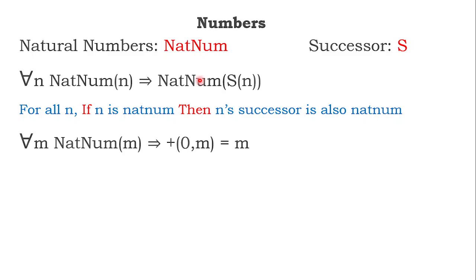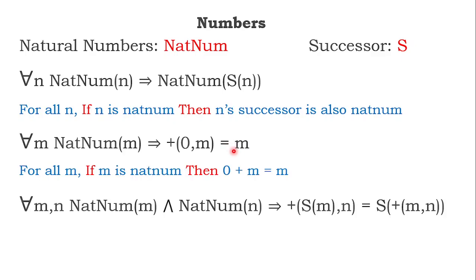We'll see one more. A little bit complicated, but simple maths. 0 plus m equals m. Simple, 0 plus m equals m, provided m is a natural number. That's what we are trying to say. For all m, if m is a natural number, then 0 plus m equals m. Simple.